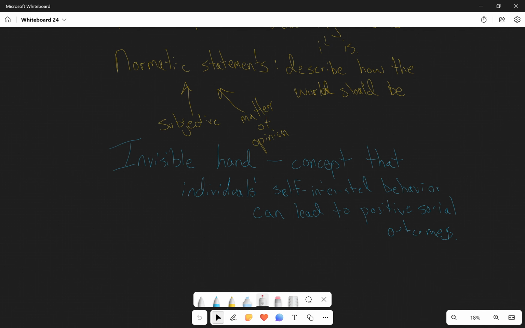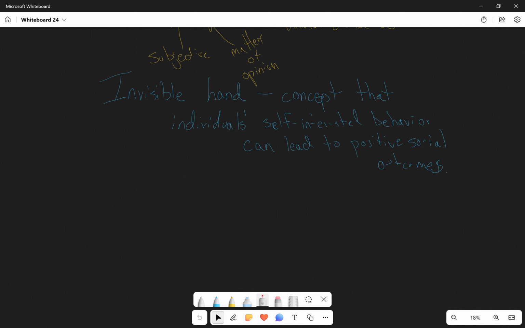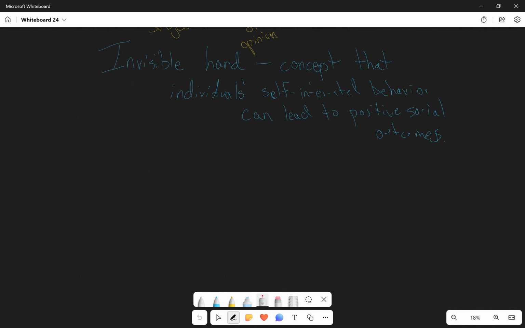We left off talking about the invisible hand, which is a famous concept from Adam Smith's 1776 Wealth of Nations book, which explained that individual self-interested behavior leads to positive social outcomes. And there's a great quote that I will read.